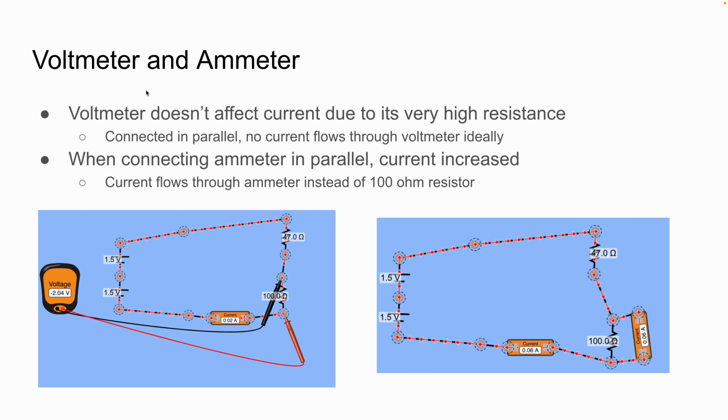Next, we explore the difference between voltmeter and ammeter and how they affect the circuit. The voltmeter doesn't affect the current due to its very high resistance and is connected in parallel, so no current will flow through the voltmeter with an ideal voltmeter. And when connecting the ammeter in parallel, the current actually increased, and that's because the current flows to the ammeter instead of the 100 ohm resistor, because the ammeter has very, very low resistance.